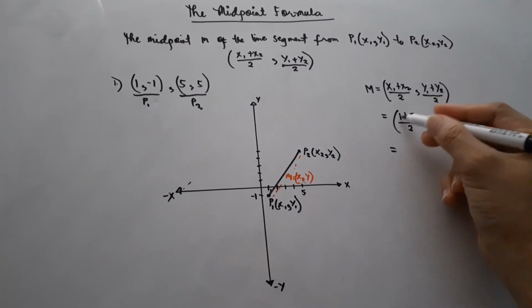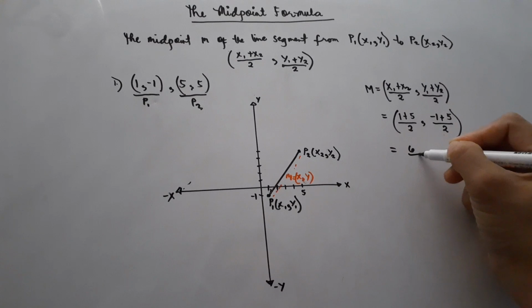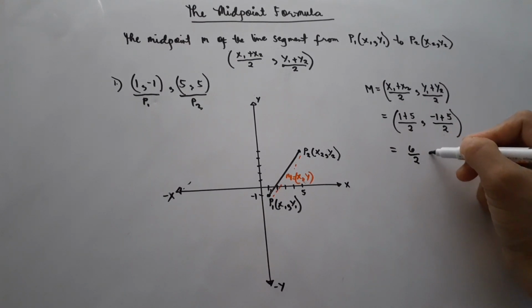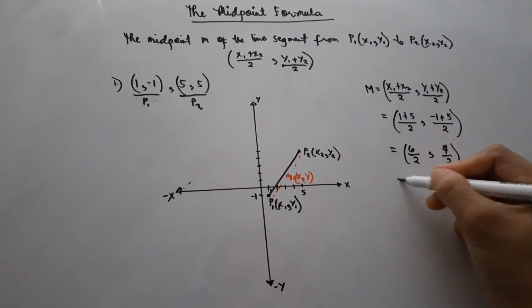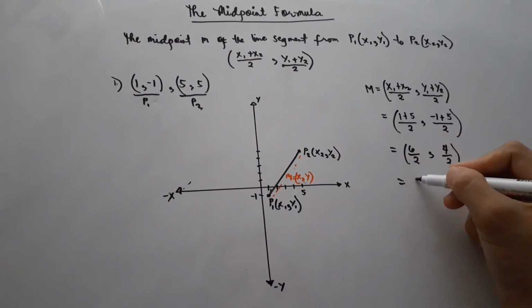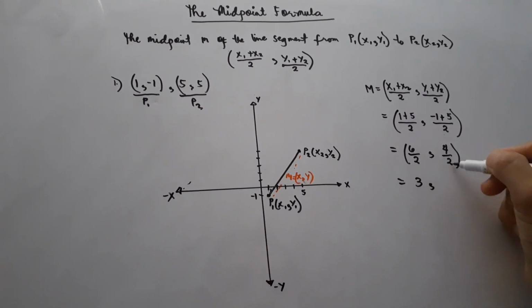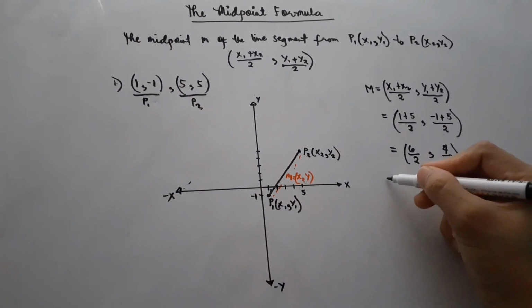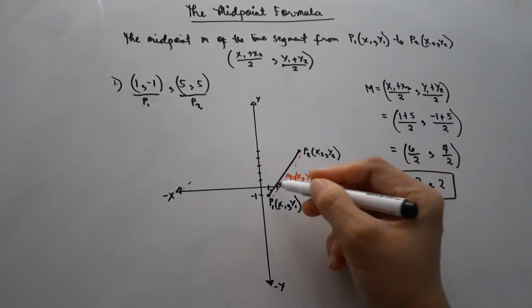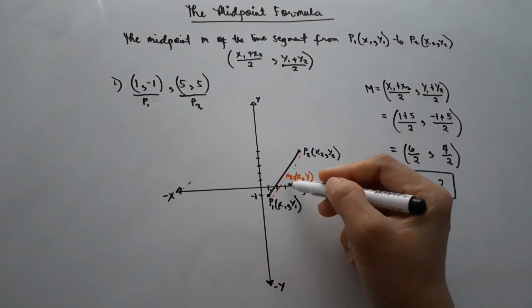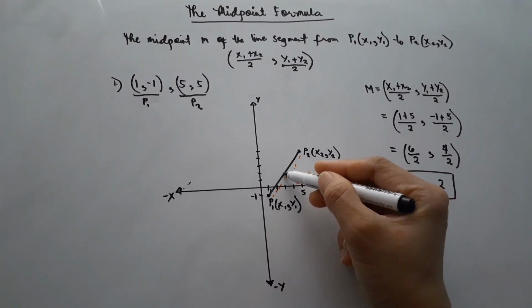And then let's simplify. 1 plus 5 is equal to 6 divided by 2. And negative 1 added to positive 5 is equal to 4 divided by 2. So you have 6 divided by 2 is equal to 3. And 4 divided by 2 is equal to 2. So this is our midpoint. And then we locate in the line here, our midpoint is 3 and 2.